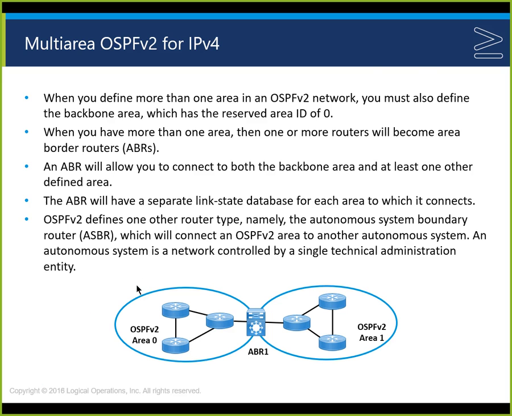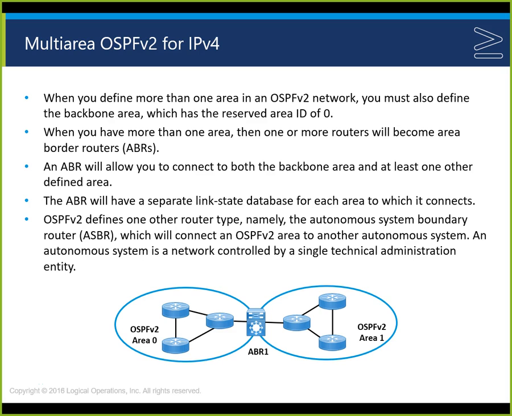So this one is a single area. Multi-area, we kind of talked about. We talk within the areas, and then we have an area border router that has an interface in each area, and it transfers the information from one area to another, to more than one area. Then one or more will become an area border router.